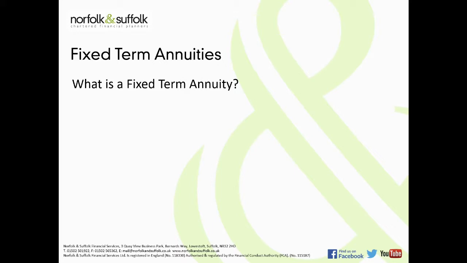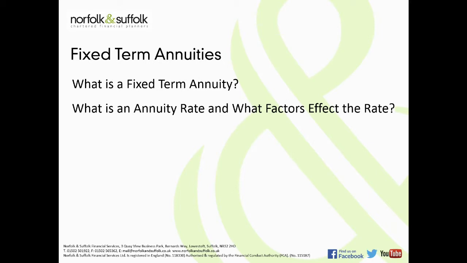While the concept of a fixed-term annuity is to provide a guaranteed income within the term, which is typically 5 or 10 years, in certain exceptional circumstances this may not be the case and the level of income paid may be reduced.